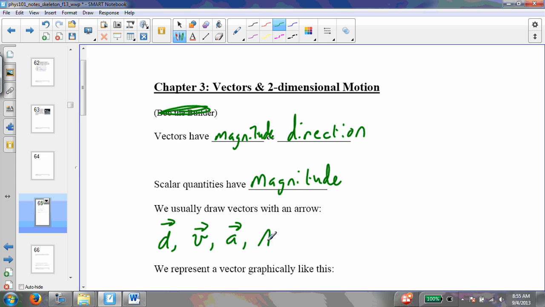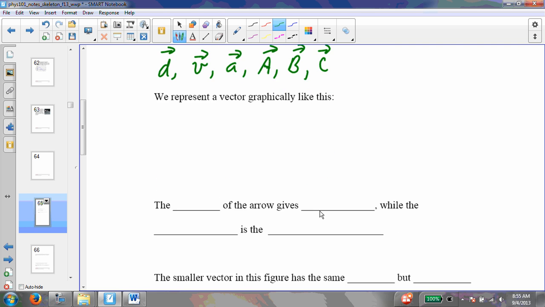We can also talk about generic vectors, like the vector A, the vector B, the vector C. And these will just be generic vectors, and we'll deal with these. We'll talk about them just having a certain number of units long, just as we're learning to deal with vectors. We represent a vector graphically like this. We'll represent it as an arrow, and the length of the arrow will give the magnitude, while the direction of the arrow is the direction that the arrow points.